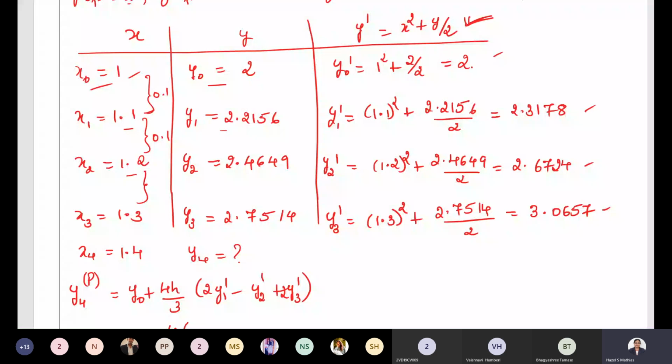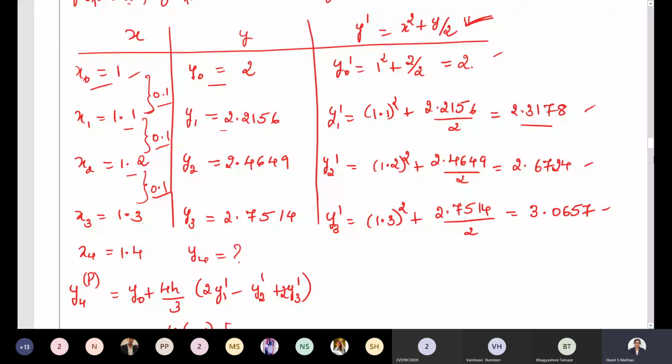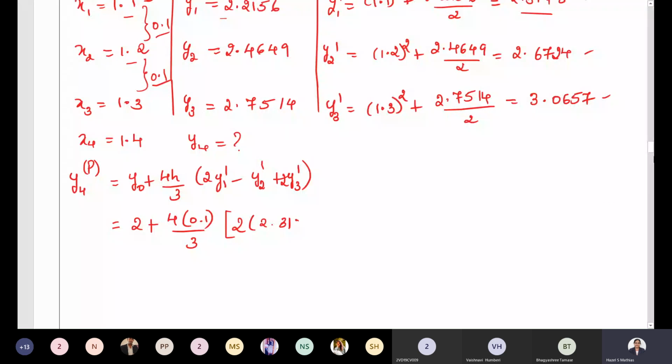H is 0.1 divided by 3 into 2 times y1 dash from the table. Y1 dash is 2.3178. So similarly write down all the values. It is 2.3178 minus y2 dash is 2.6724. Correct? Then plus 2 times y3 dash, it is 3.0657. Check what is the answer. Everybody work out. Y4, predicted value of y4.